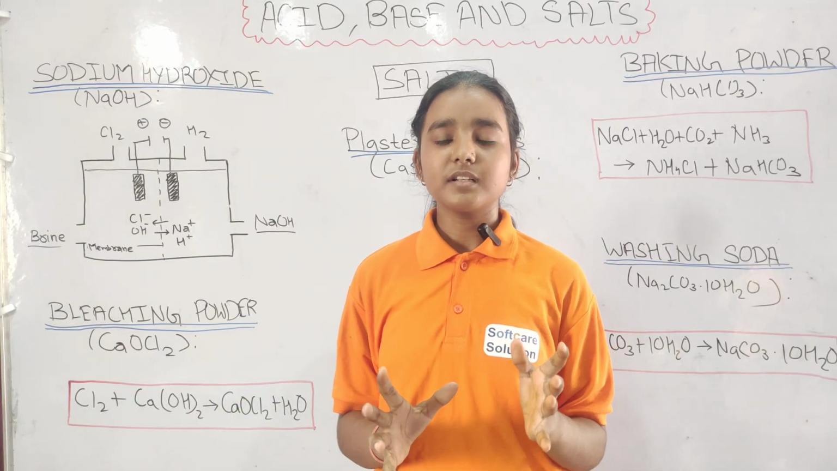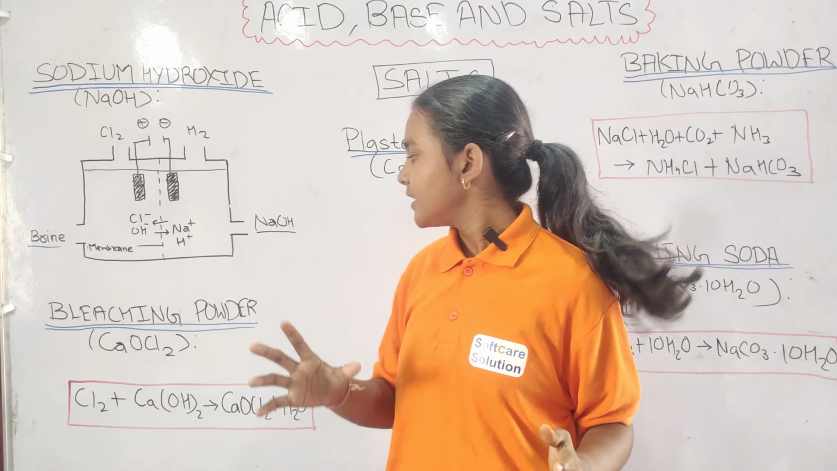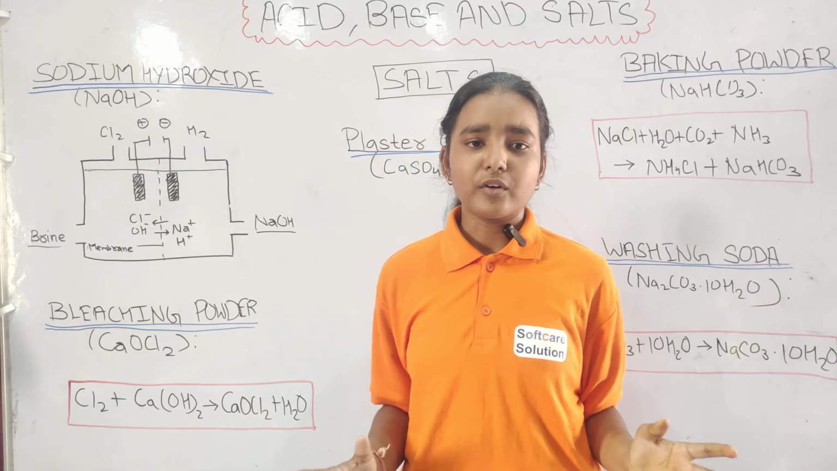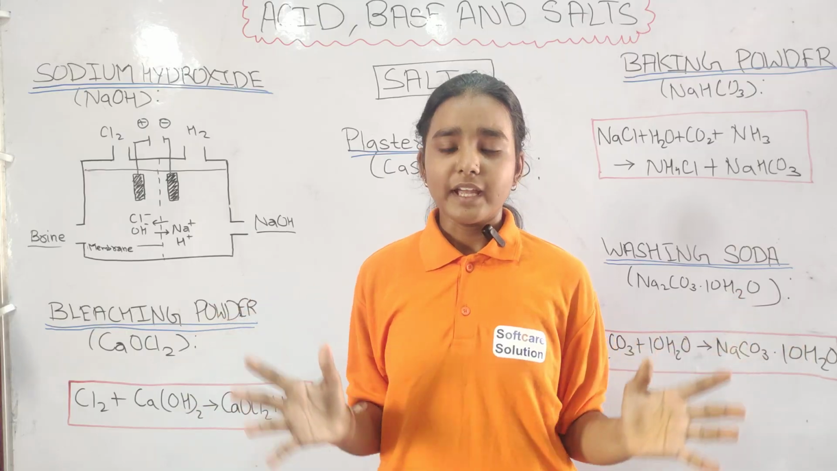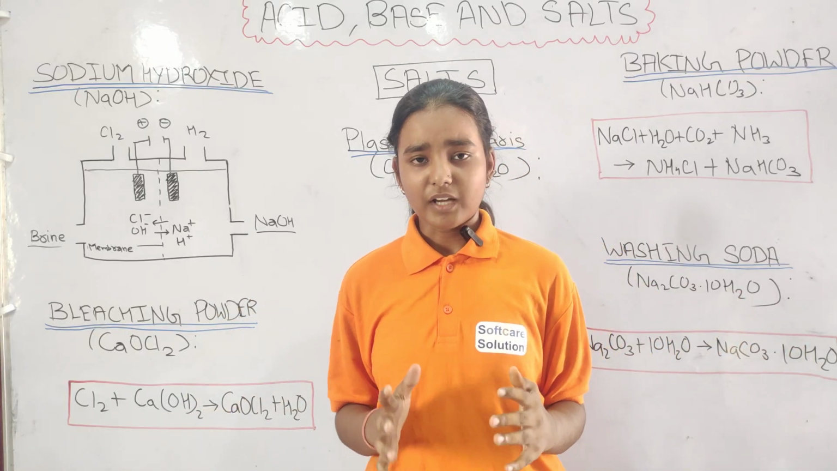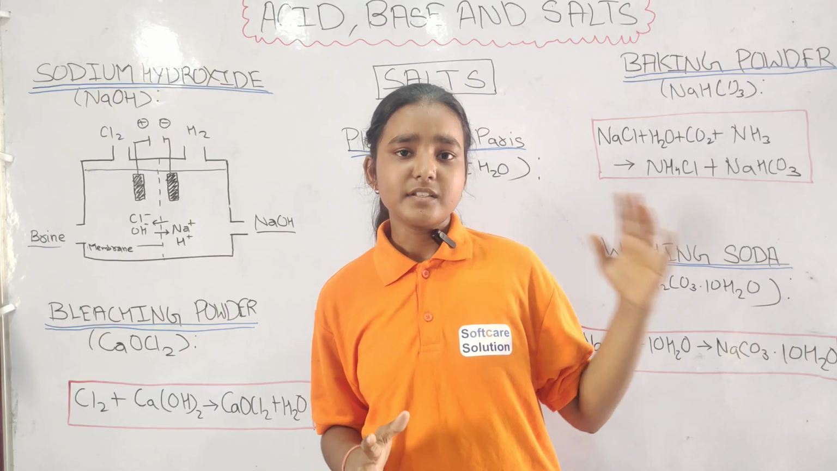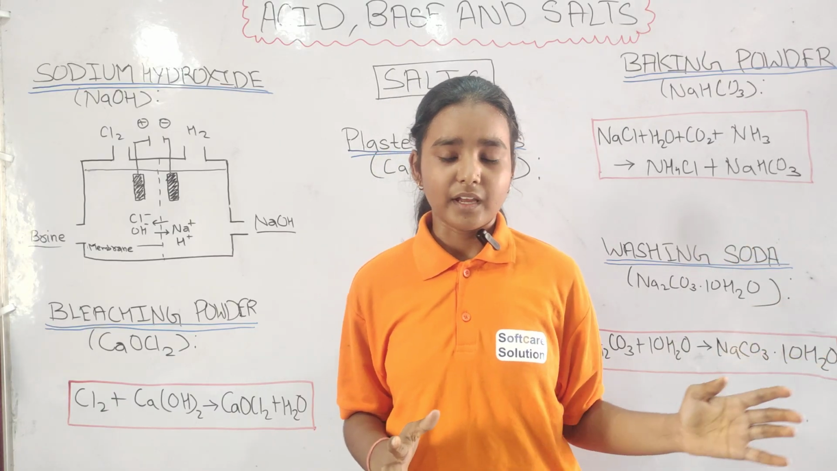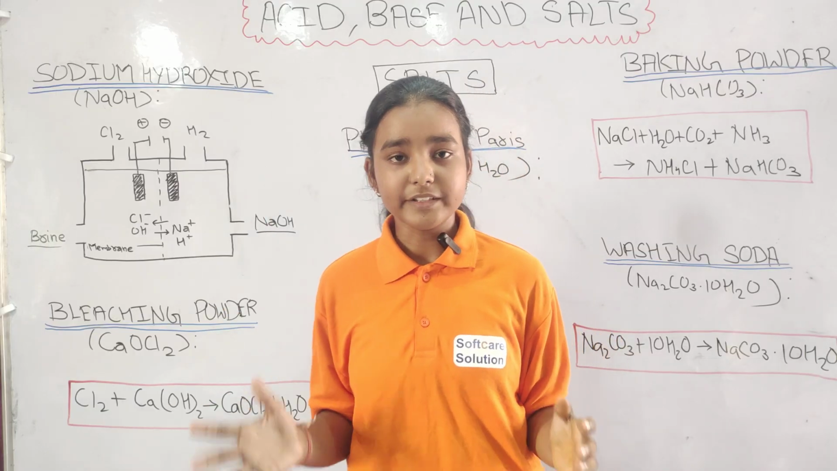We have bleaching powder. In bleaching powder, we react Cl on slaked lime and we get bleaching powder as a result. The uses of bleaching powder are: bleaching powder is used as a cleaning agent and used to clean H2O, drinking water.